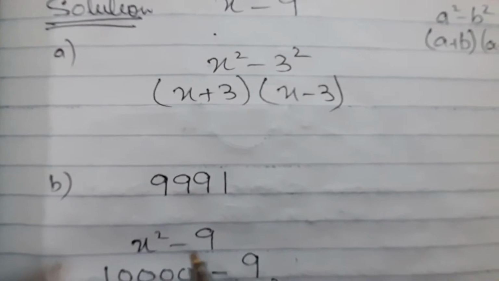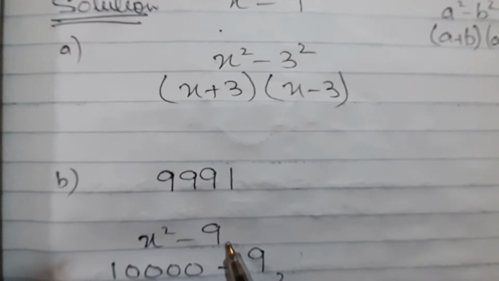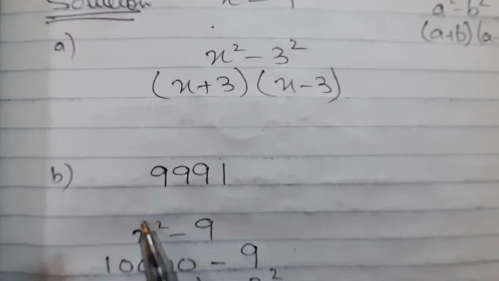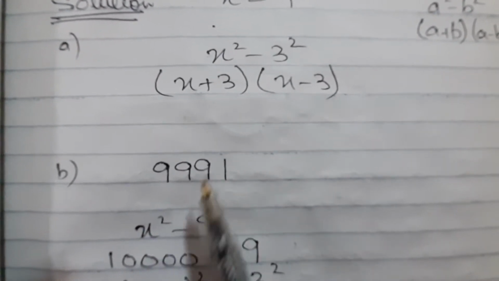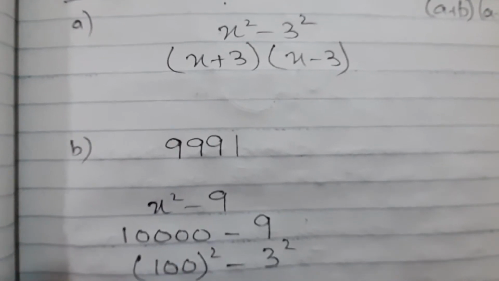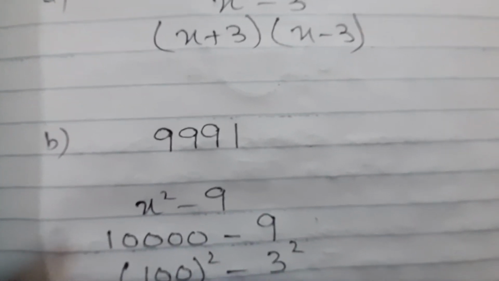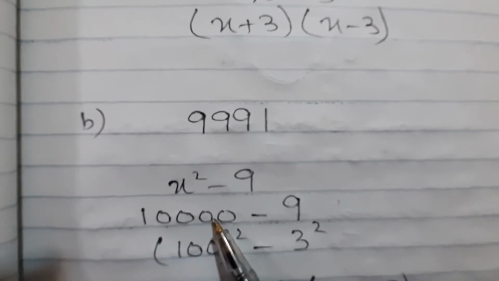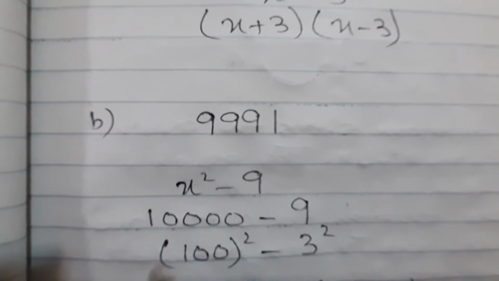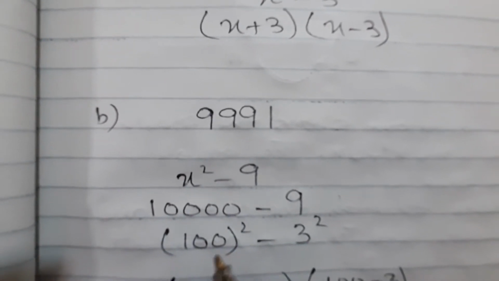Okay, so x square minus 9. I have to use this result. So which number minus 9 will give me this result? 10,000. I think everybody can understand this very easily. It's only that you have to think on these lines. Okay, so the meaning of the question is, which number minus 9 will give you this? So it's 10,000. Now 10,000 when you write in the square form will be equals to 100 square.